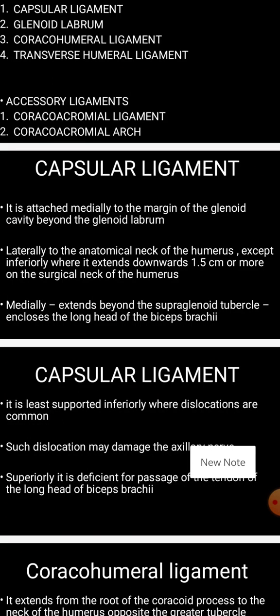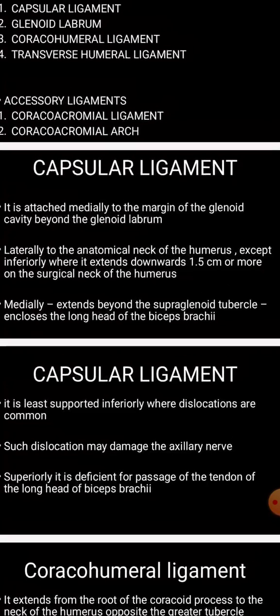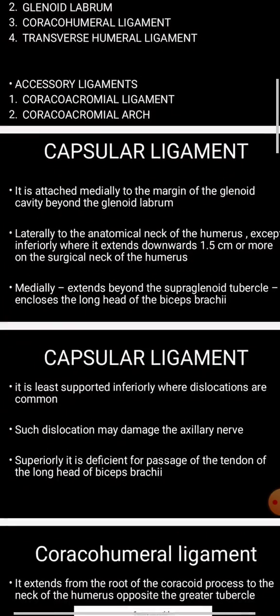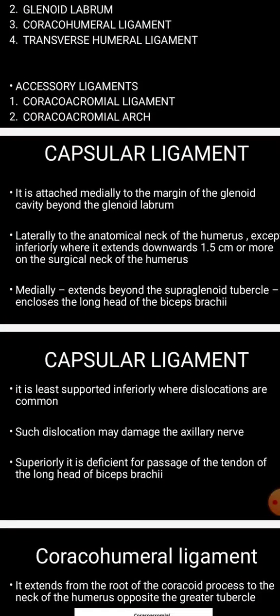Out of this, the long head arises from the supraglenoid tubercle of the scapula. So what is the supraglenoid tubercle? On the glenoid cavity, there is a tubercle above and below. The upper tubercle is called the supraglenoid tubercle, which gives attachment to the long head of biceps, and inferiorly, below the glenoid cavity, there is a tubercle called the infraglenoid tubercle, which provides attachment to the triceps muscle, the long head.